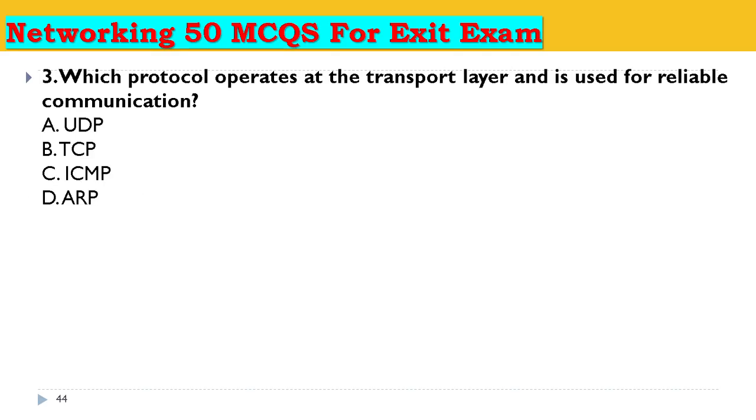Question number 3. Which protocol operating at the transport layer is used for reliable communications? As you know, in the transport layer, there are different types of protocols, unreliable and reliable. TCP is the transport layer protocol that is used for reliable, secure communications. But UDP is also a transport layer protocol, but it is not reliable. It is an unreliable protocol.